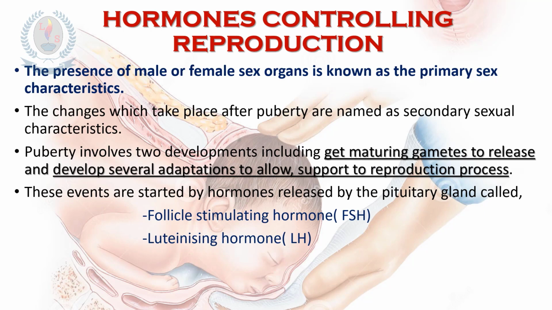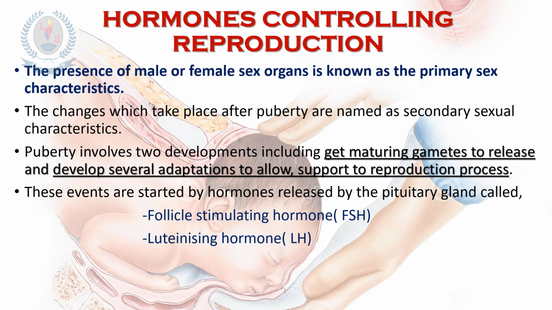Hormone control in reproduction. When we talk about the hormones control in reproduction, we mainly focus on several sex hormones. Here, the presence of male or female sex organs is known as the primary sex characteristic. That means depending on the female and male reproductive organs and the reproductive system, we can tell whether that one is a male or female one. So those things we call a primary sex characteristic.